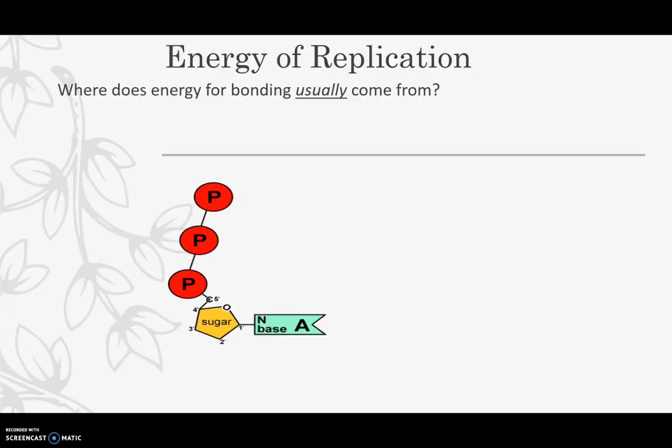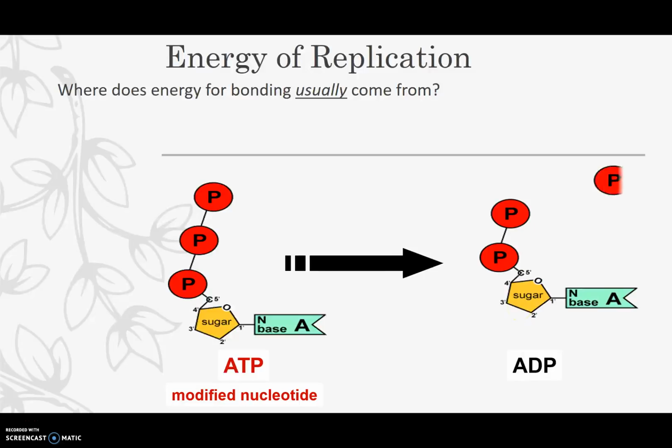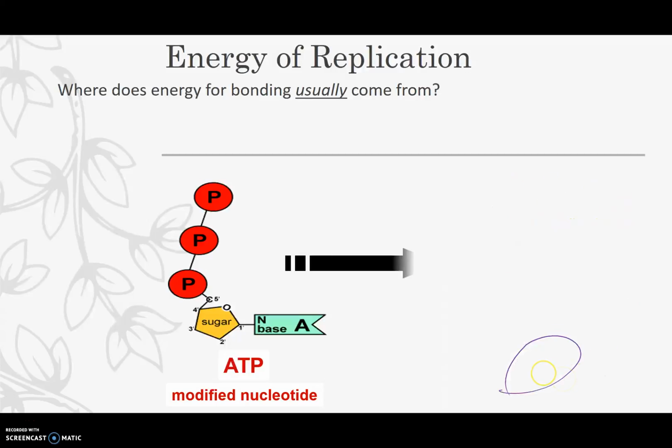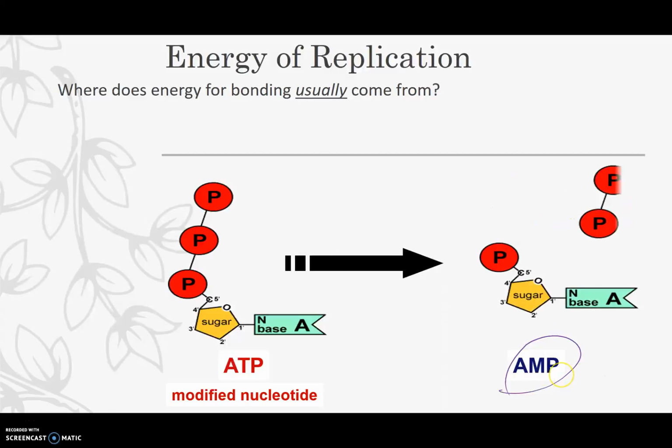Well, what does this look like? This looks like ATP. ATP truthfully is just a modified nucleotide. And we've already learned when you break off a phosphate to get ADP, you release energy. Well, if we break off 2 phosphates, that also releases energy. And now we have what's called a nucleotide.